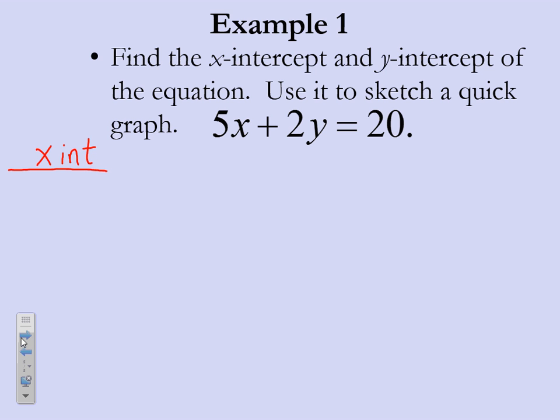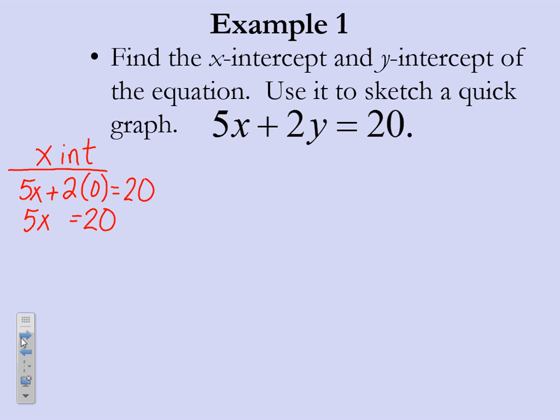involves us taking that equation and making the y become a 0. So if I rewrite this equation, but this time with y becoming a 0, I create this little equation right here. And now I can solve this. 5x plus 2 times 0 is just 0, so I don't even really need to write anything right there.